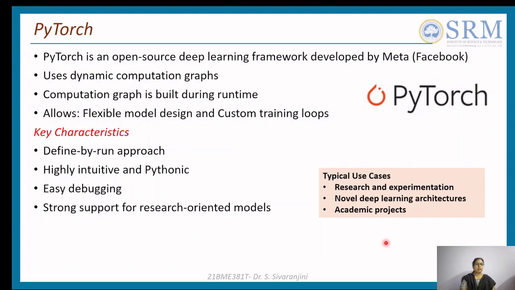As I told, we have already discussed all these points while talking about dynamic computation graphs. PyTorch gives strong support for research-oriented models. People who want to do any kind of research or experimentation can go for the PyTorch deep learning framework. Within it, we can give our data, have a pre-trained model, use pre-trained weights, or design our own model. These are novel deep learning architectures within the framework, and they are also used in academic projects.